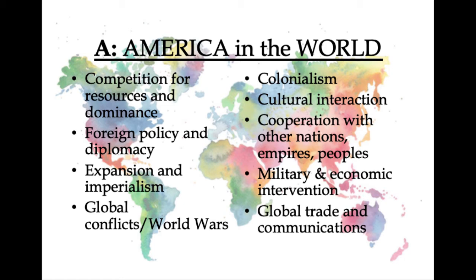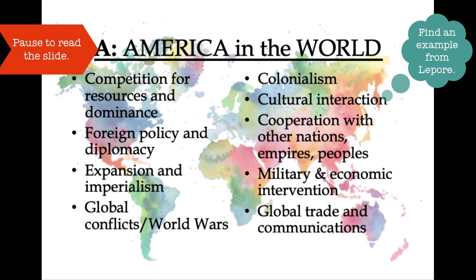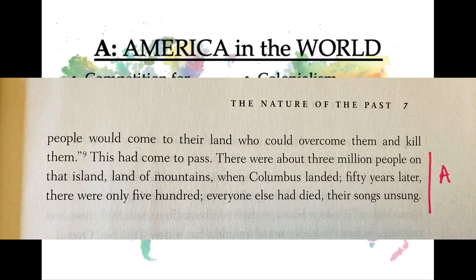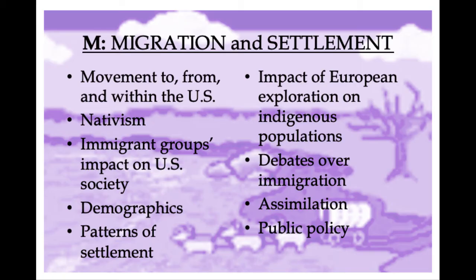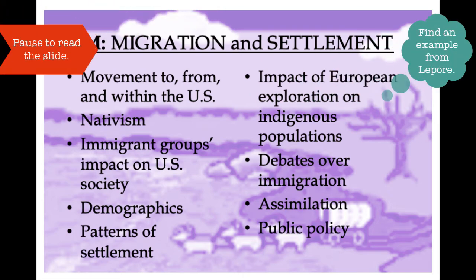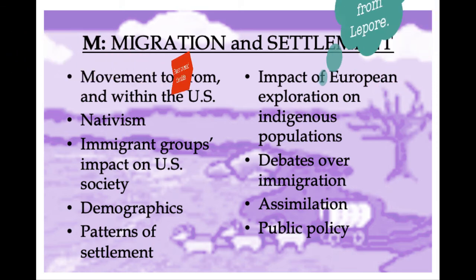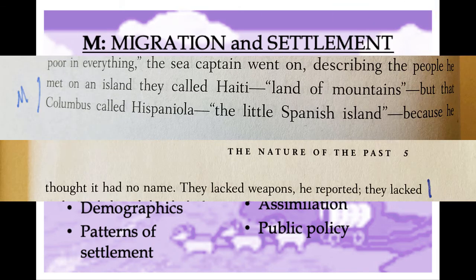So, C is for culture, A is for America in the world. And here's Lepore's text. The next theme, M, is for migration and settlement. This is the part that I flagged in Lepore's text. I think probably some more sections of this particular excerpt could work for migration and settlement as well.